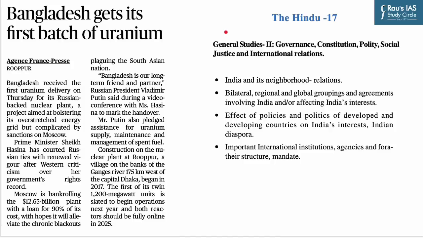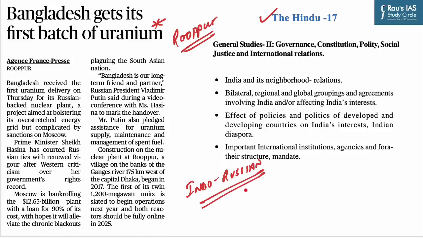Now the next news, which is important from the prelims perspective, featured on page number 17 of the Hindu newspaper. News is about the first nuclear power plant of Bangladesh, for which the first shipment of Russian uranium was officially delivered to Bangladesh to fuel its only nuclear power plant, which is situated in Rooppur. And why this news is important? Because the Rooppur Project is the first initiative under an Indo-Russian deal to undertake atomic energy projects in third countries.